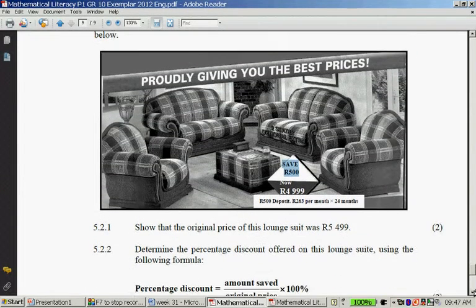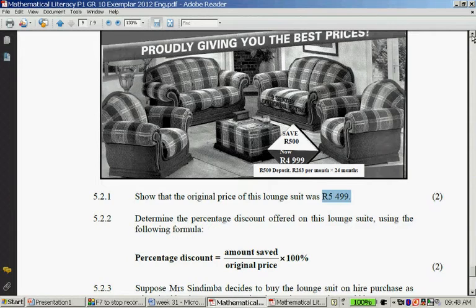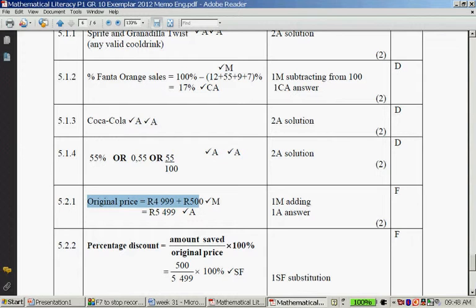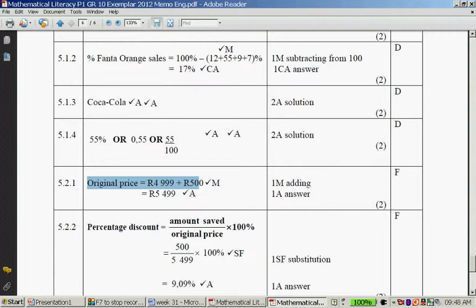You get 5,499. Determine the percentage discount offered on this lounge suite using the following formula. Amount saved, which is 500, divided by the original price, which is 5,499 rand. So you take 500 divided by 5,499 times 100, just times the 100, not 100%. Okay, so it's 500 divided by 5,499 times 100, and it gives us 9.09%.